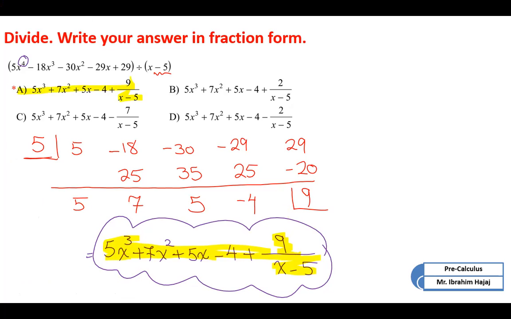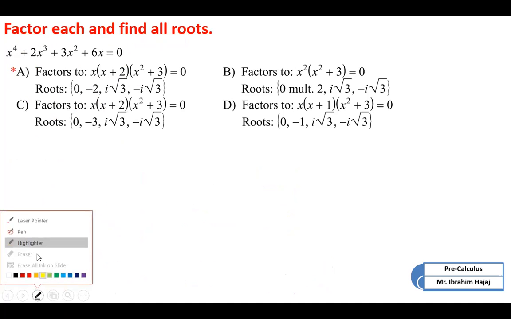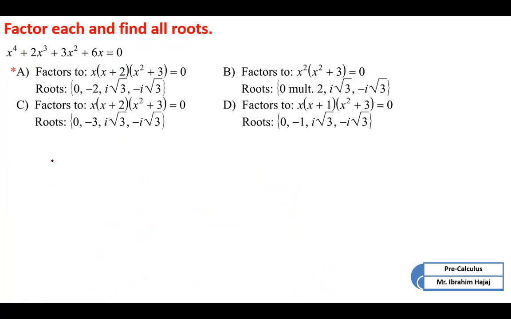Okay, the next question. Factor each and find all roots. To find all roots of this function, x to the power of 4 plus 2x cubed plus 3x squared plus 6x equals 0.